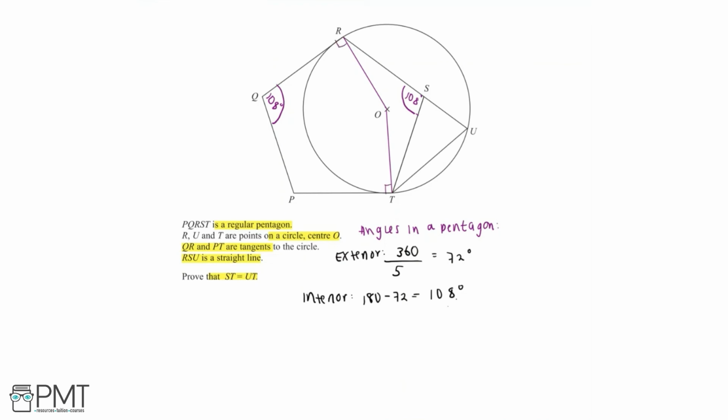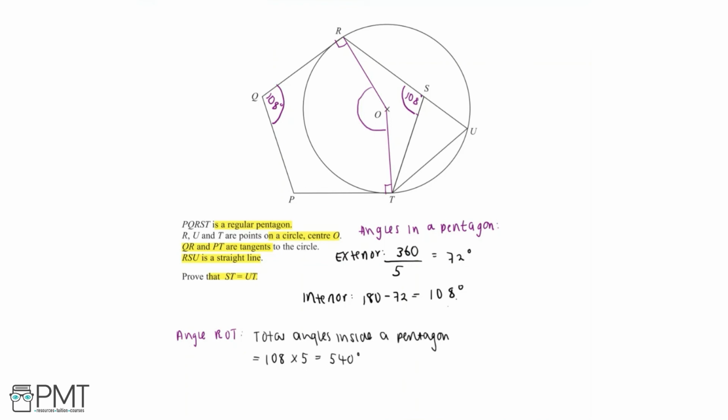Now an important angle that would help us to prove that ST equals UT would be the angle ROT, which we'll label as an empty angle in our diagram for now. Now to begin to find angle ROT, we need to know the number that all angles in a pentagon add up to. So looking at a regular pentagon, if each interior angle is equal to 108 degrees, the total angles in a pentagon would be equal to 108 multiplied by 5, which is equal to 540 degrees. And this isn't just for a regular pentagon. The angles inside any pentagon, whether regular or not, will always add up to 540 degrees.